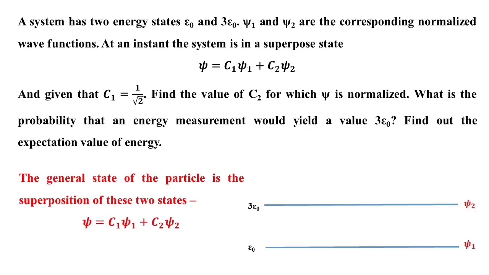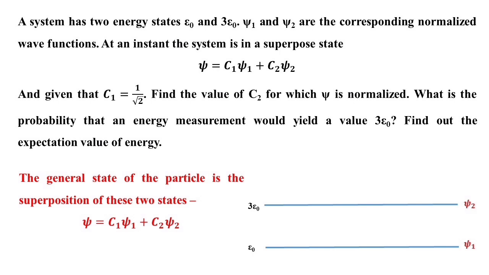This is a similar type of problem where a system has two energy states, epsilon naught and 3 epsilon naught, and psi 1 and psi 2 are the corresponding normalized wave functions of these two states. At an instant, the system is in a superposed state, psi equals C1 psi 1 plus C2 psi 2, and it is given that C1 is 1 by root 2. Now find the value of C2 for which psi is normalized, what is the probability that an energy measurement would yield a value 3 epsilon naught, and also find the expectation value of energy.